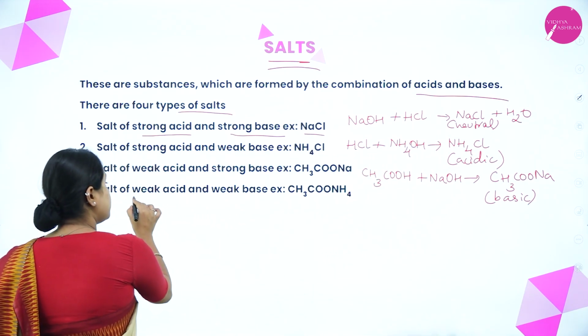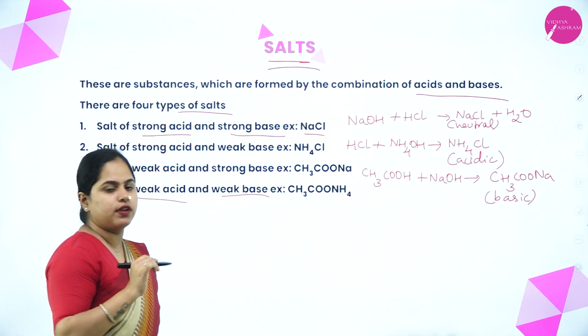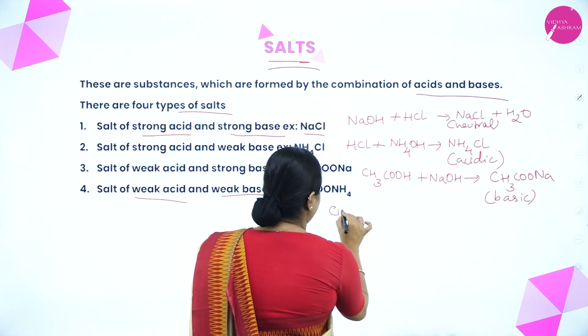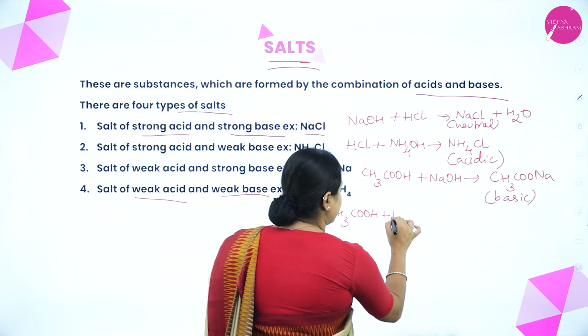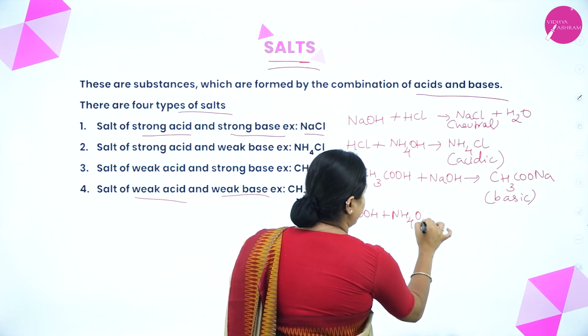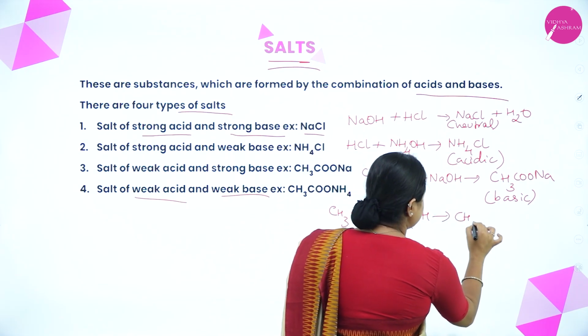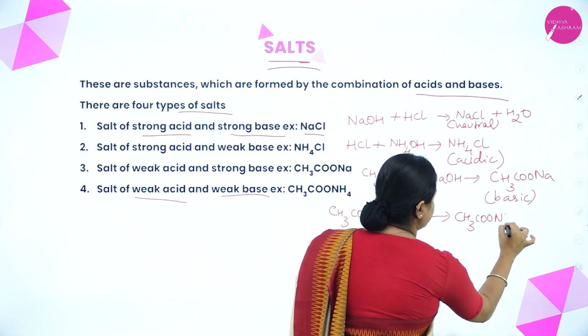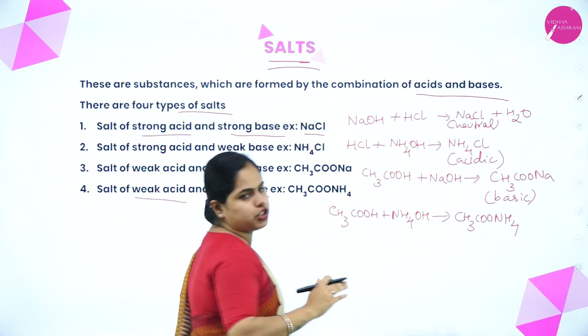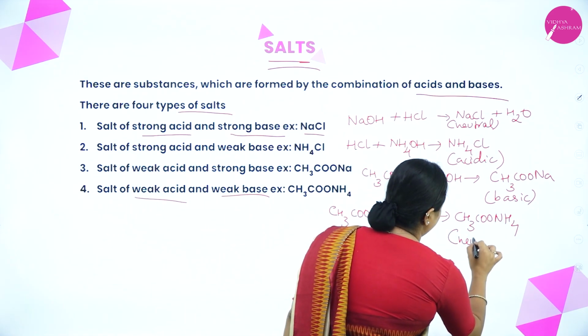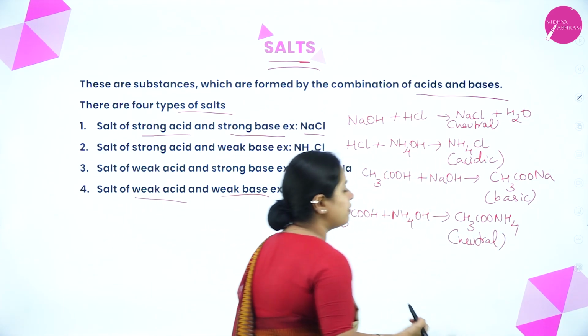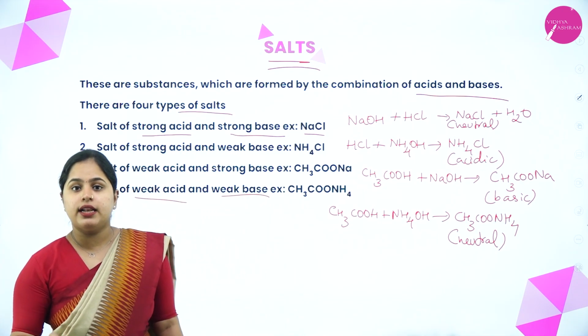Now the last one is a weak acid and weak base. Both are weak. Let's take an example of acetic acid, which is a weak acid, and the weak base ammonium hydroxide. So the salt will be CH3COONH4, and what is left behind? H2O, right? So this will again be a neutral salt.